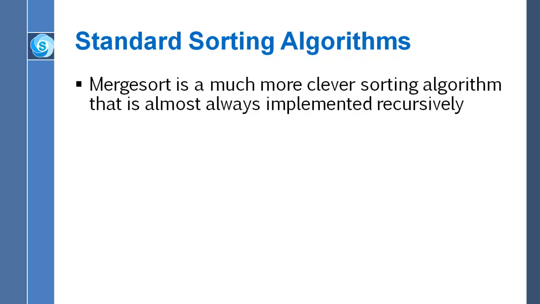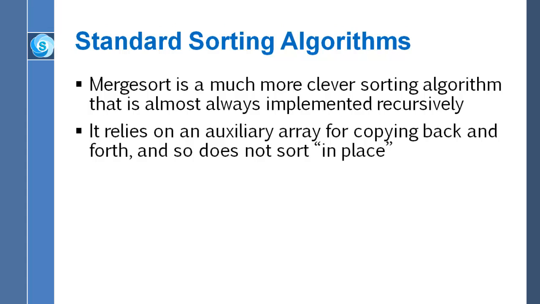Okay, a tiny detail concerning merge sort. It requires extra memory. We will assume that there's an extra array available to us. We'll call it the auxiliary array, and we'll basically use that as a scratch pad. We'll be copying from the original array back and forth to this auxiliary array. And because of the need for this extra memory, it's frequently said that merge sort does not sort, quote unquote, in place.